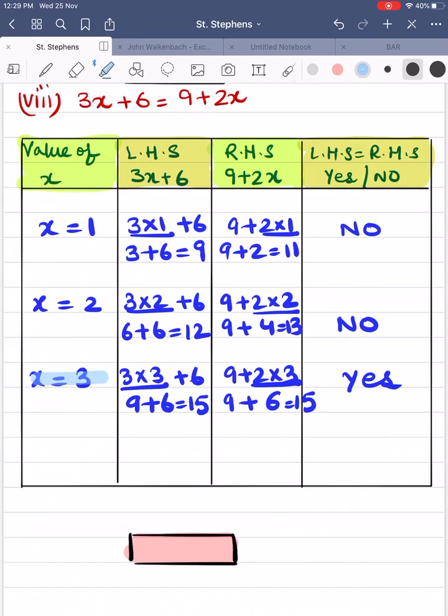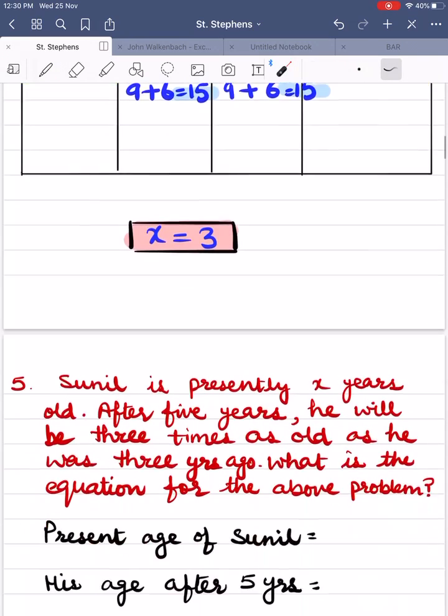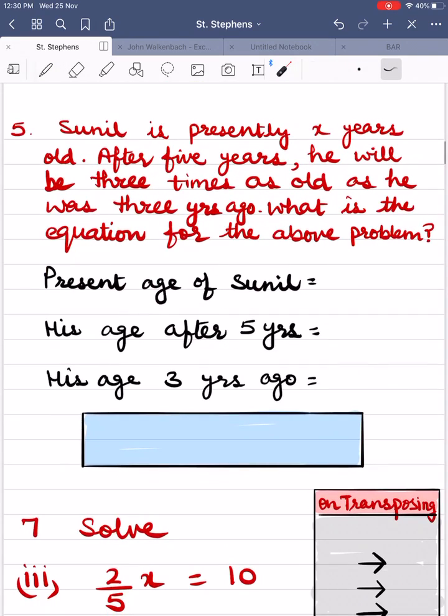For x is equal to 3, left hand side is equal to right hand side. It means x is equal to 3 is the solution of the equation. Now let's move to question 5.